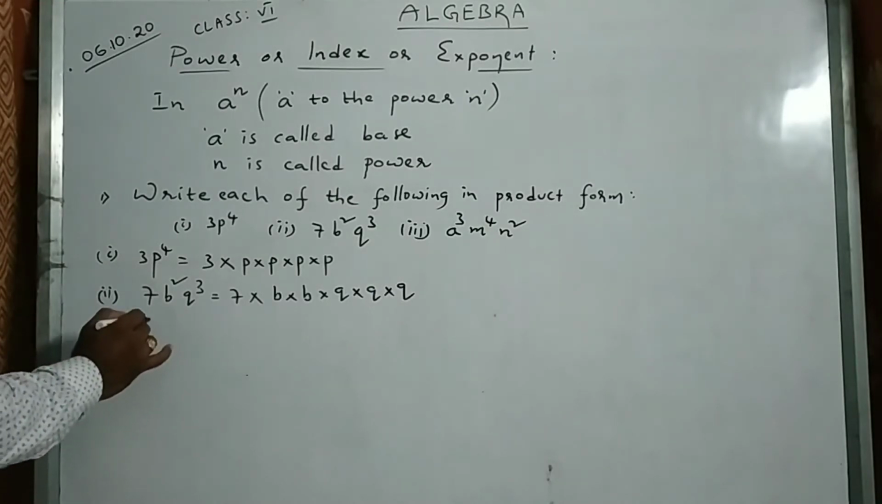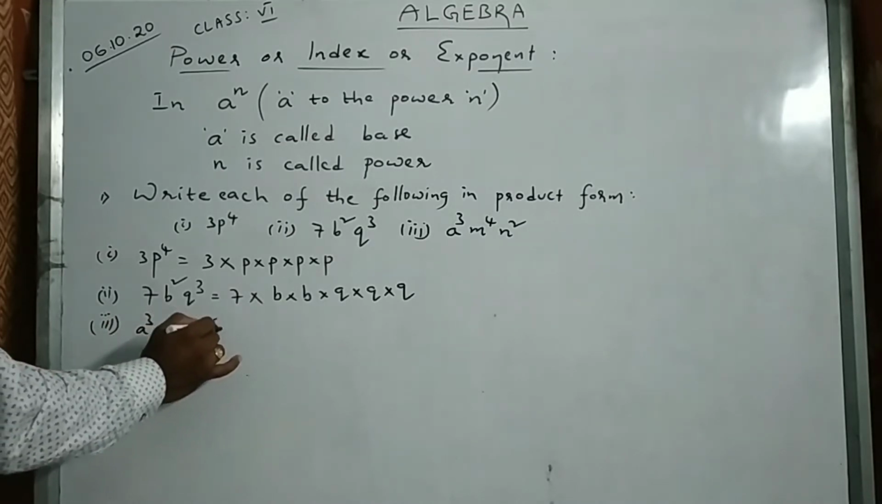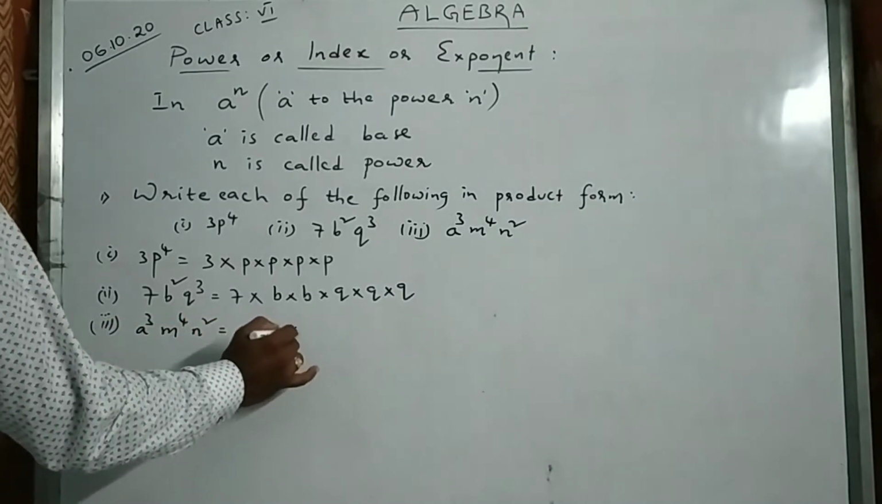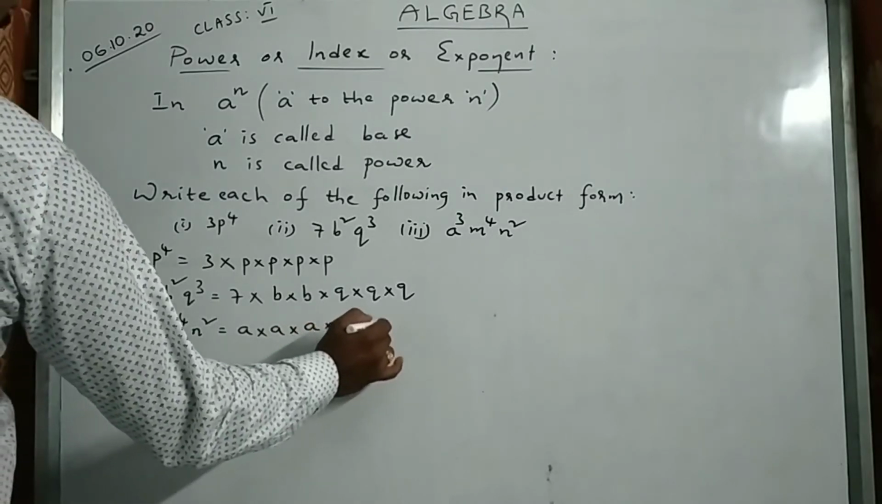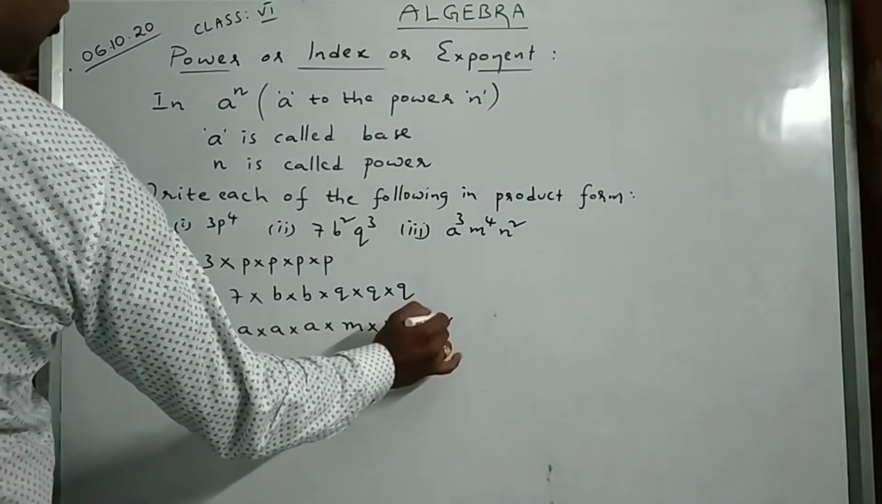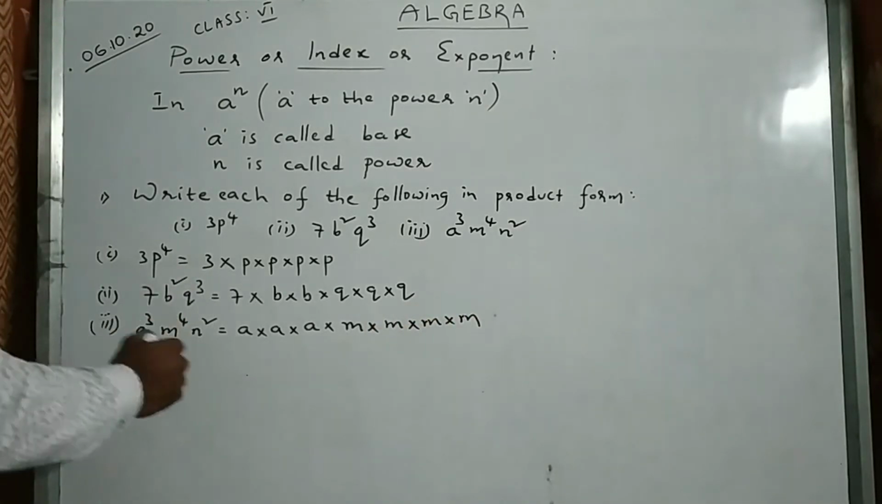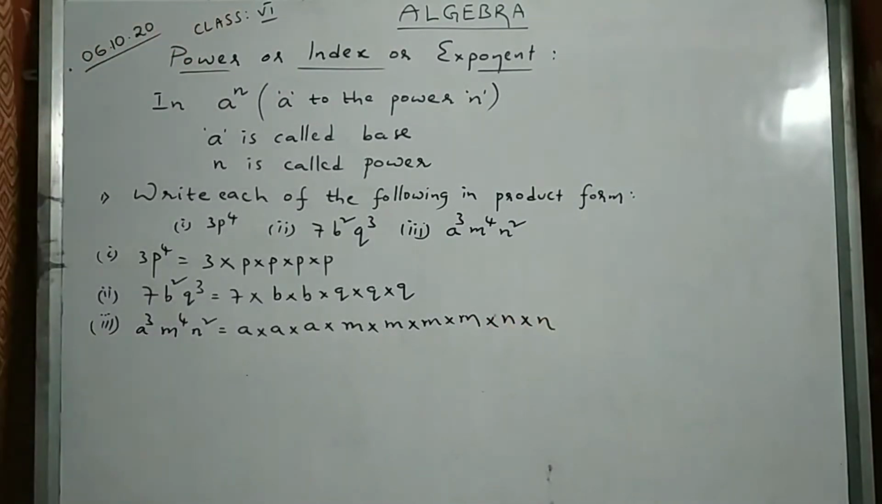A cube m to the power 4 n square. This a cube means a into a into a. M to the power 4 means m into m into m into m. How many times? 4 times. N square means n into n. That is the way we will write in product form. Clear?